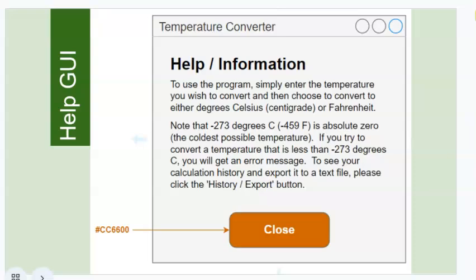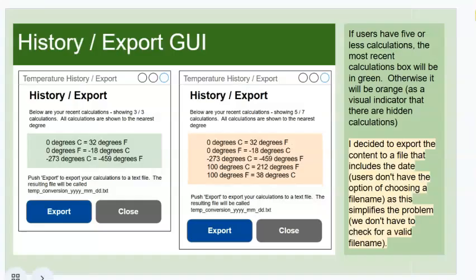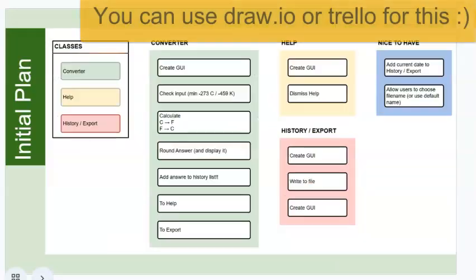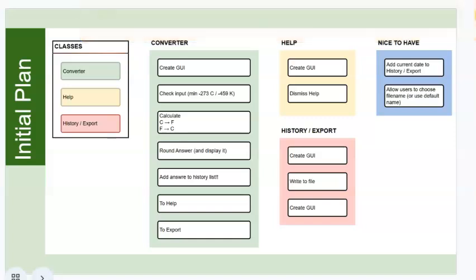We're also going to have a help dialog box and a place where users can see their 5 most recent calculations and export all of their calculations to file. If users do more than 5 calculations, the background becomes orange so that they're reminded that not all of their calculations are being displayed.